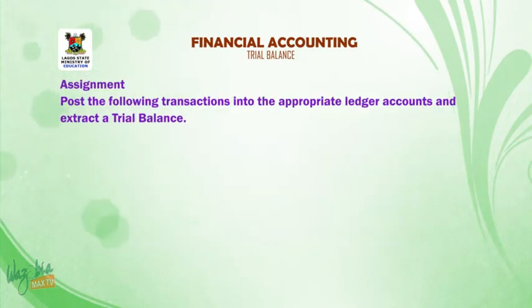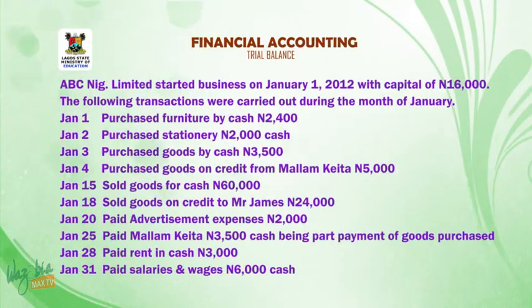At this point, I will now give you an assignment. Post the following transactions into the appropriate ledger accounts and extract a trial balance. ABC Nigeria Limited started business on January 1, 2012 with a capital of 16,000 naira. The following transactions were carried out during the month of January.